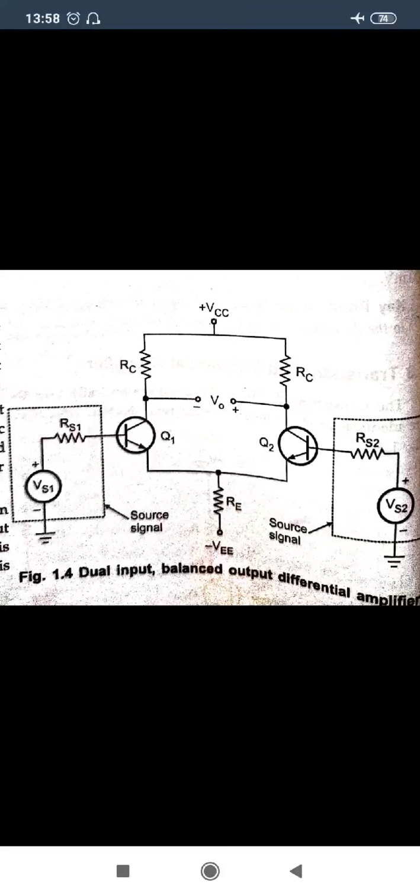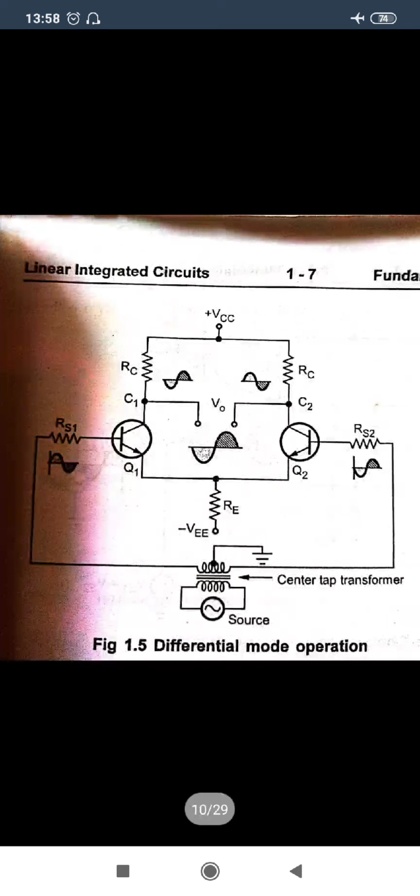We provide two sources, VS1 in series with RS1 and VS2 in series with RS2, and the output is taken at the collectors of the two transistors, V0. The emitters of both transistors are coupled and attached to the common minus VE supply, and on the opposite side we use the common plus VCC supply. In this diagram, the output of the first transistor with respect to the second transistor Q2 is opposite in phase, that is, 180 degrees out of phase.